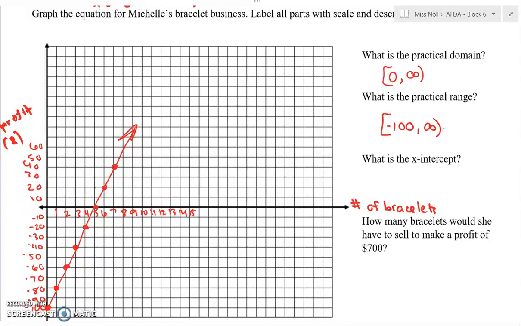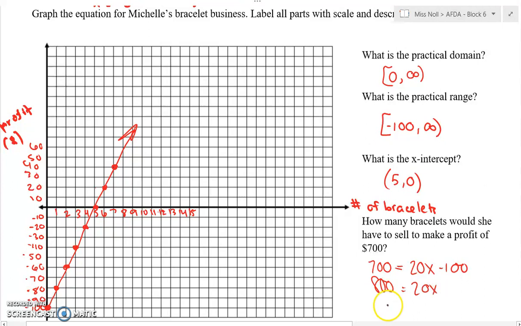Now the x-intercept here we can see is at (5, 0). And if we want to figure out how many bracelets she would have to sell to make $700, we set the profit equal to 700: 20x minus 100 equals 700, so 800 equals 20x. So x would equal 40 bracelets that she'd have to sell. And that would be your answer for that. Okay, so hopefully that helped.